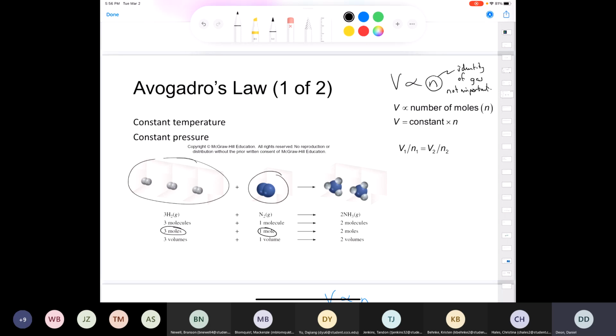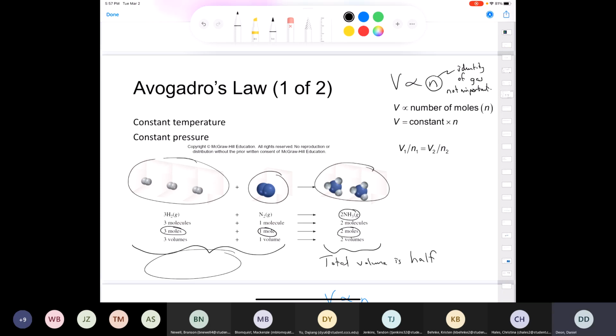Now, when they combine, they only make 2 moles of ammonia, and so we only take up this much space. So overall, if we look at the total volume on this side and the total volume on the product side, the total volume is half. It's half of what you started out with here, half of the original total. All right, give me a thumbs up if you follow me on that concept.